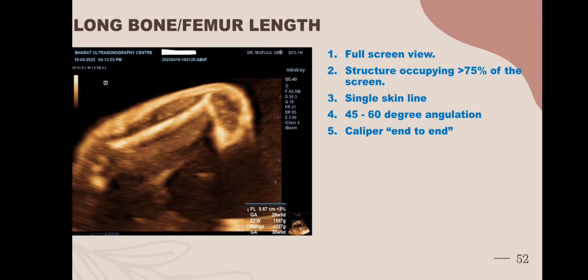Long bone or femur length measurement. Full screen view. Structure occupying more than 75% of the screen. Single skin line should be seen. 45 to 60 degree angulation. Our calipers should be end to end.